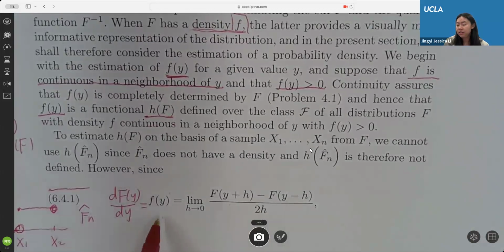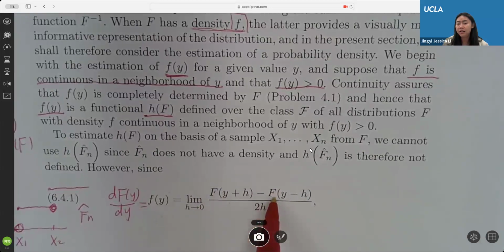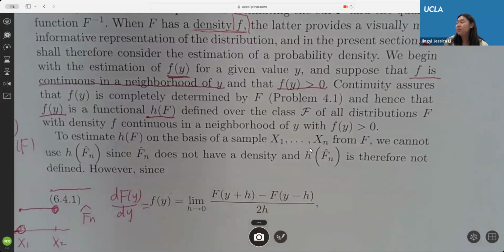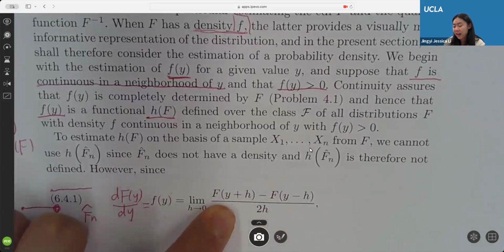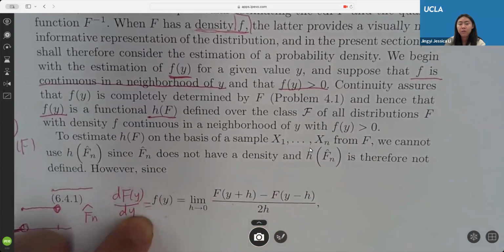And we know the derivative can be defined as a limit, right? The limit can be basically the difference of your CDF functions in a small neighborhood of y, and then you divide that difference. Basically, you have y plus h as the upper bound. You take the CDF value at the upper bound minus the CDF value at the lower bound of the window, and you divide that by the window length, 2h. And the limit of that is the derivative of big F at y, and we write that small f(y).